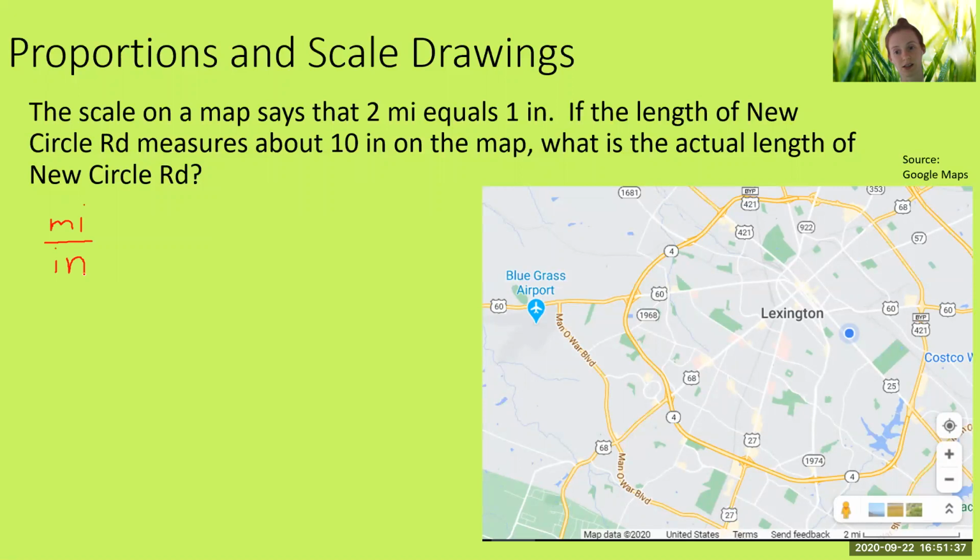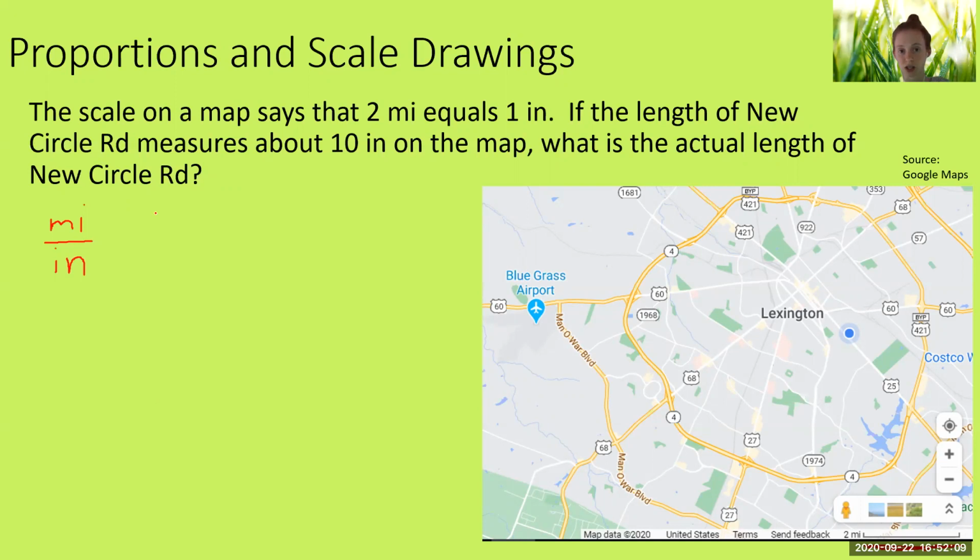This is from Google Maps. So I just took a screenshot and you can see down here, we've got the map scale. It's showing us the distance that 2 miles is on this map. So down at the bottom there is where we see the map scale. So the scale on the map says that 2 miles is 1 inch. If the length of New Circle Road measures about 10 inches on the map, what is the actual length of New Circle Road? So this is a proportion type problem.